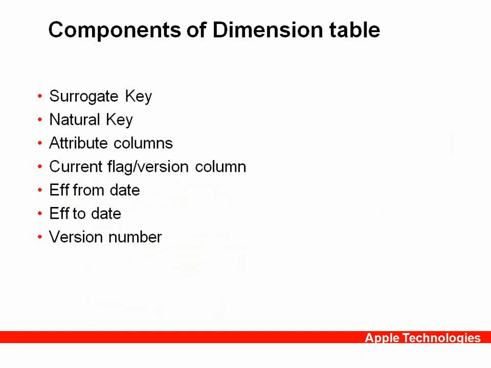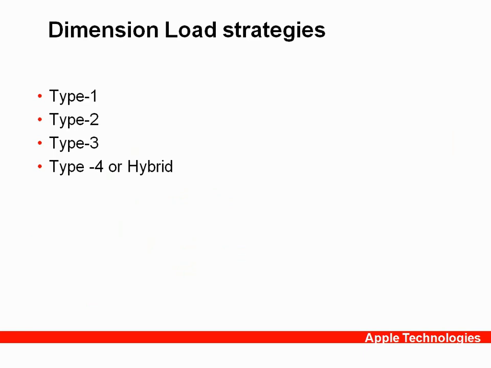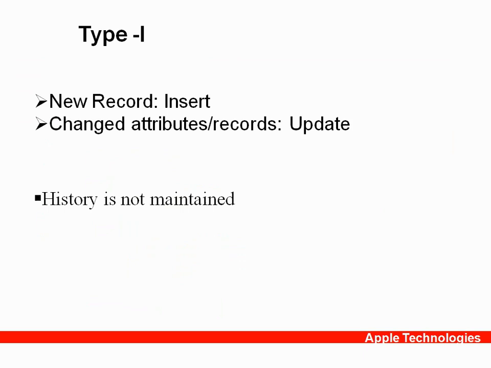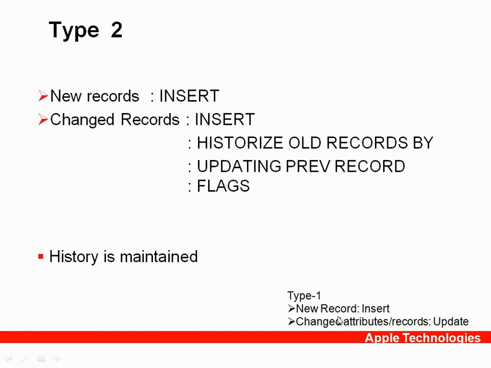We have seen that type 1 means a new record will be inserted and a changed record will be updated. Because of this nature, we will not have the historical information available in the dimension table. If it is type 2, a new record will be inserted and a changed record will again be inserted, because in type 2 we track the historical information. After inserting the changed record, we also do some extra activities like historizing and flagging the records, which we saw in detail yesterday.